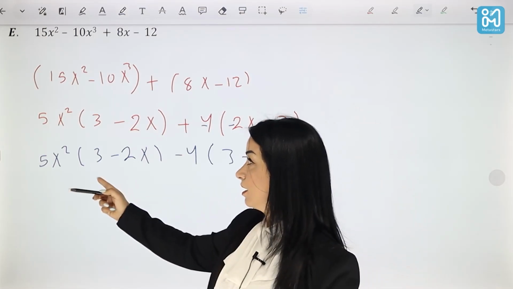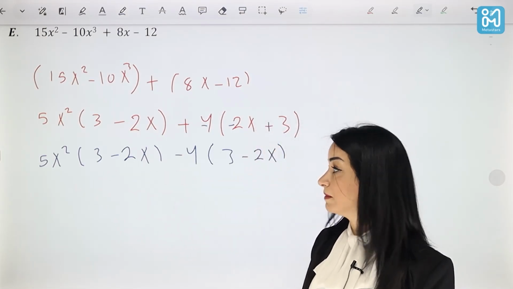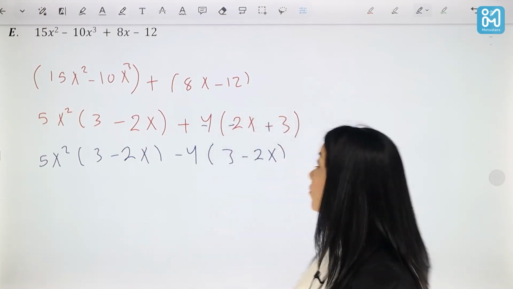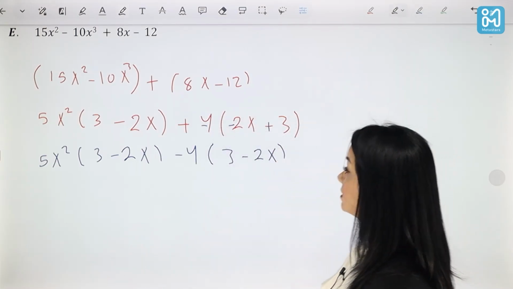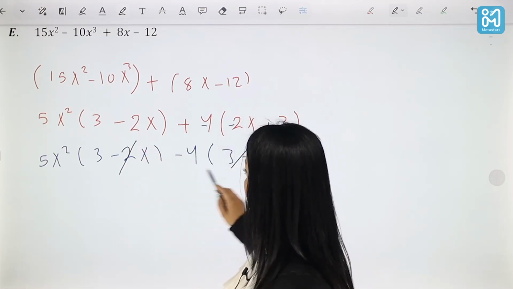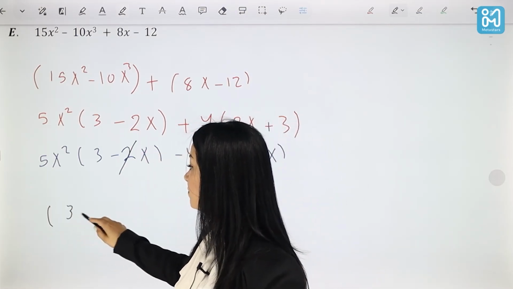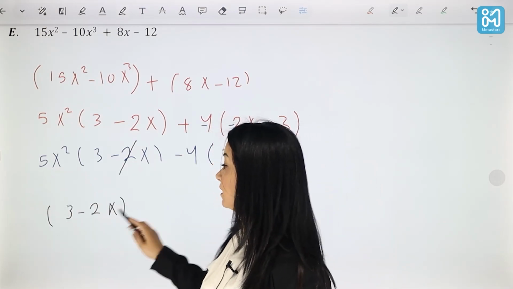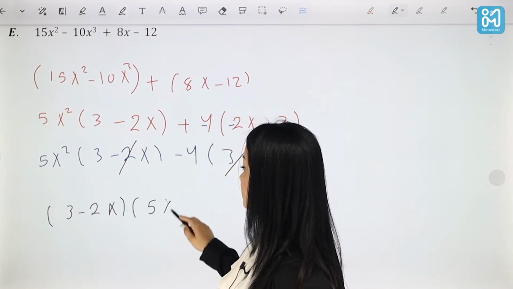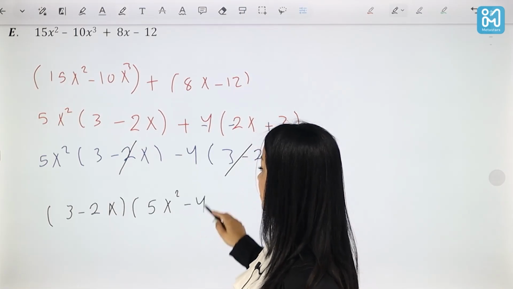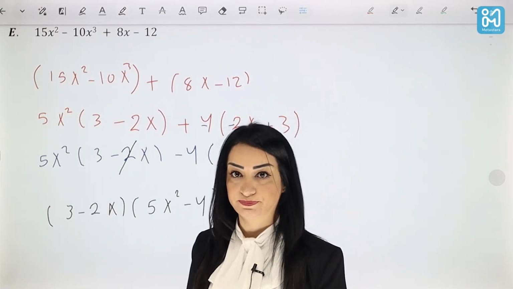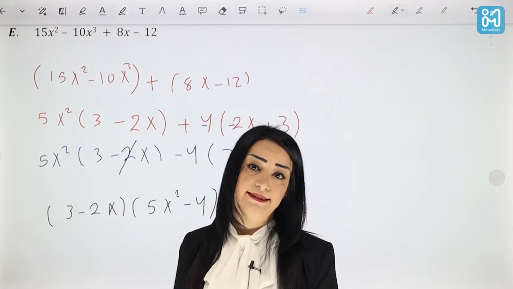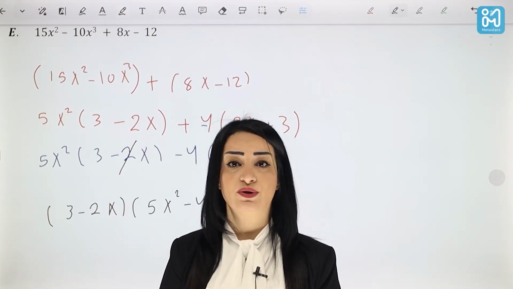So now, I have the two parentheses the same? Yes. Can I take it by grouping as a common factor? Of course. So let's take this out as a common factor. So 3 minus 2x out as a common factor. Here we have 5x squared minus what now? Minus 4.